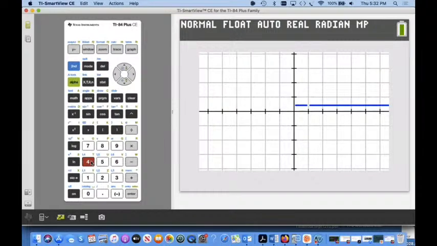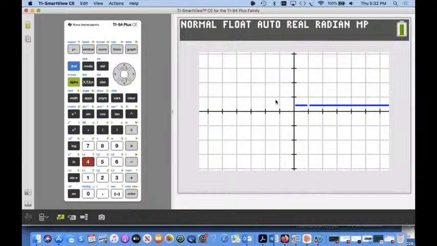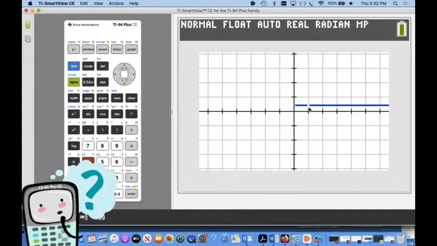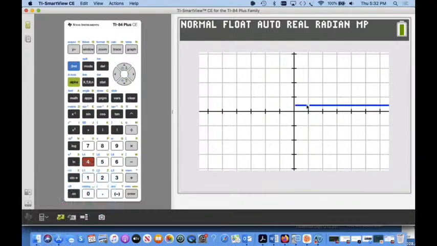And notice on the 84, if you use something like a zoom decimal window, where your discontinuities occur right at one of the pixel values, it'll actually show up as, in this case, a removable discontinuity. We see that hole.